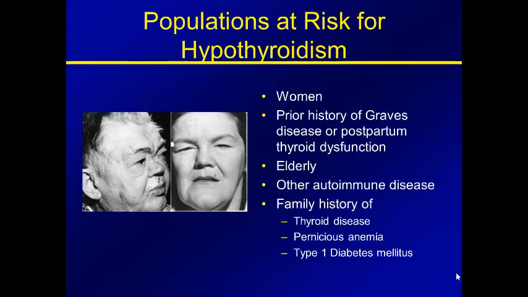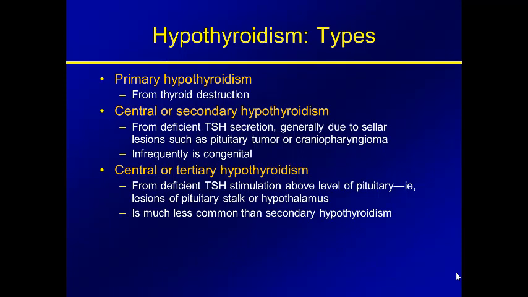Population at risk of hypothyroidism: women, prior history of Graves' disease or postpartum thyroid dysfunction, likely to be postpartum thyroiditis; the elderly population; other autoimmune diseases likely to be rheumatoid arthritis, Sjogren syndrome, and systemic lupus erythematosus, and family history of thyroid disease, pernicious anemia, type 1 diabetes mellitus. Hypothyroidism types: hypothyroidism may be primary, may be secondary, may be central.